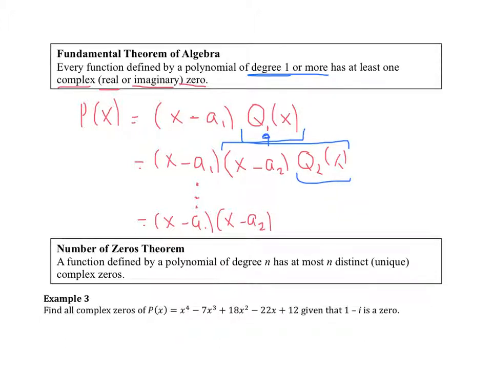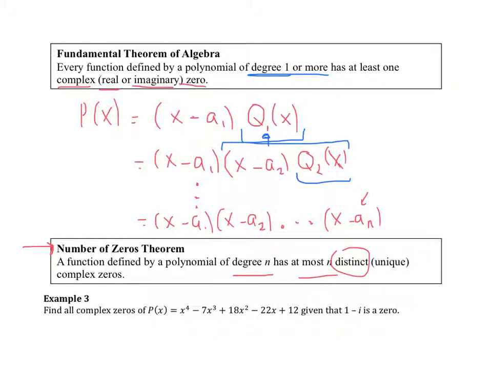The cool thing is that it turns out, and I want you to look at this theorem here, how many zeros are there? Well, if the polynomial has degree n, it has at most n distinct, unique complex roots. So it could have up to n. It'll never have more than n. It could have less than n, which means there might be some repeated roots, and we've seen that before in some of the work we've done in previous sections.